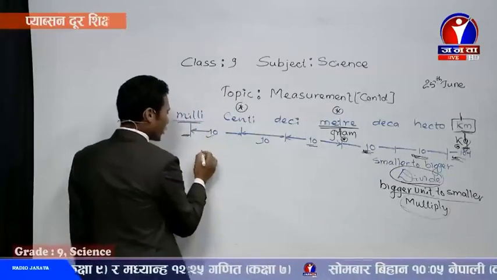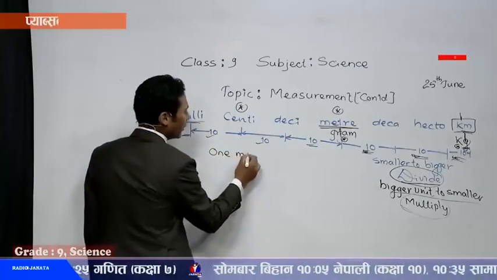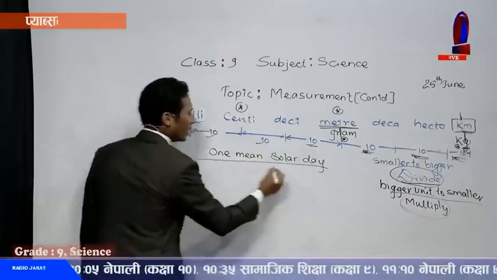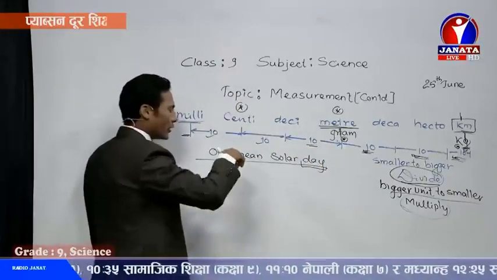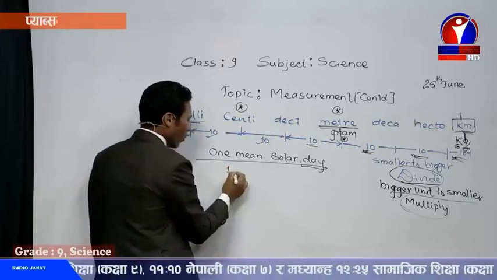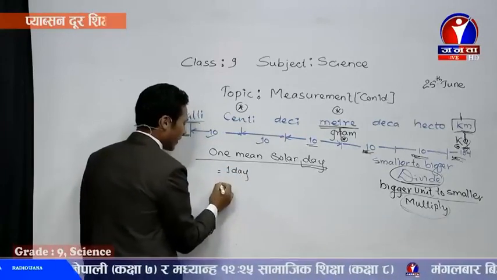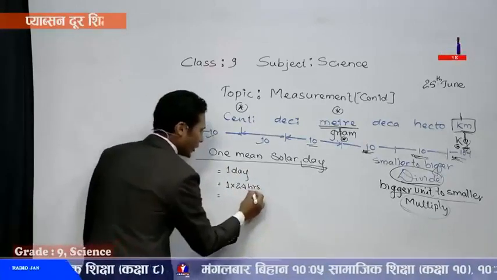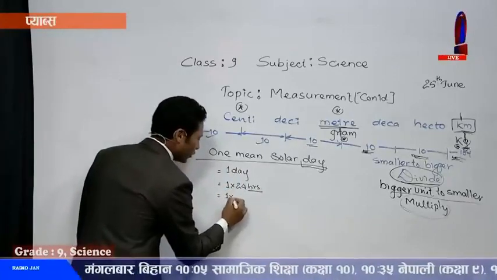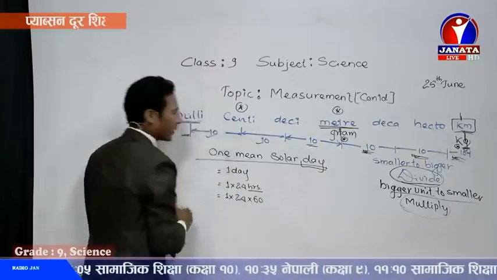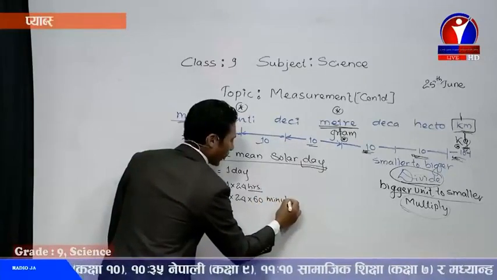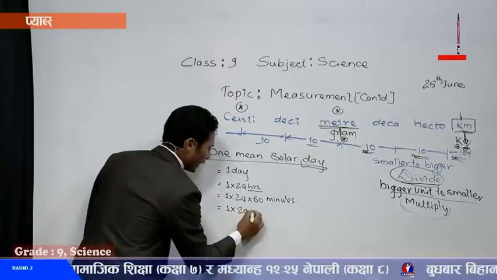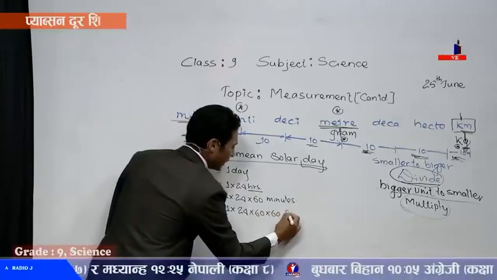1 mean solar day. 1 mean solar day means 1 day. So let me convert this 1 day into seconds. How many hours are there in 1 day? That is 24 hours. And again, let's change this hour into minutes. That is 1 into 24 into 60, the minutes. Again, let's change this minute into seconds. That is 1 into 24 into 60 into 60 second.